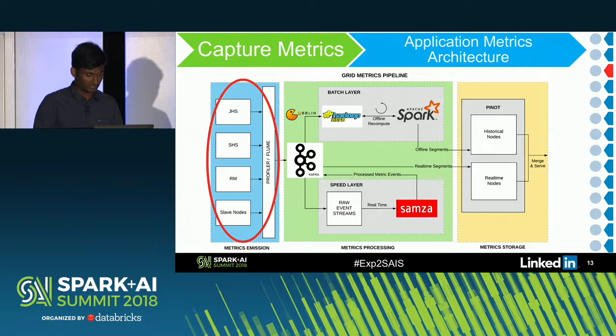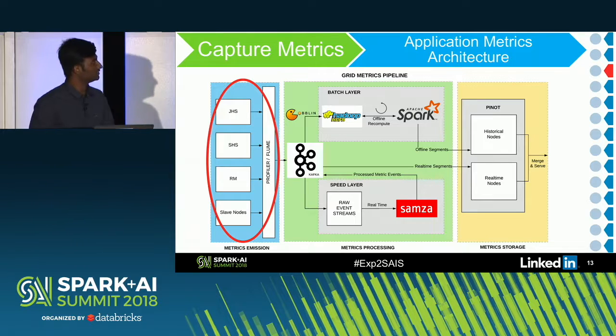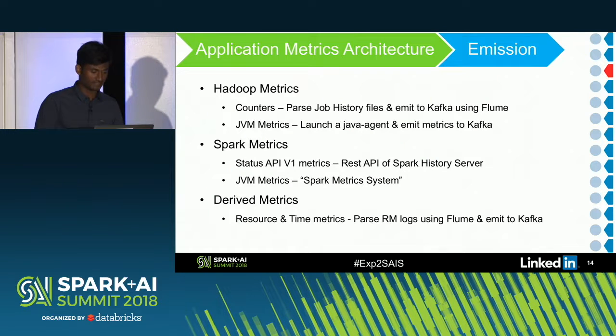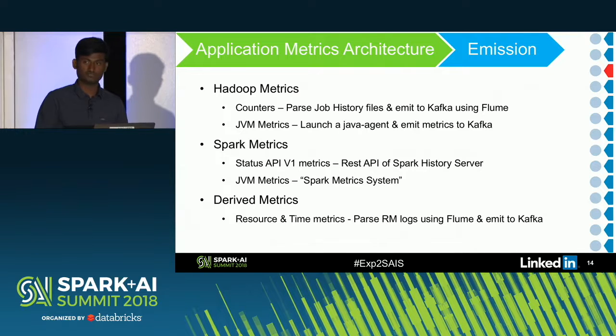So the first one, the metrics emission. We collect metrics from different sources like the job history server, Spark history server, resource manager, and slave nodes, and they are then emitted to Kafka. The kind of metrics we collect are, in case of Hadoop, all of the standard and custom counters. We do that by parsing the job history files in HDFS using Flume and emitting them to Kafka. We also collect JVM metrics by running a profiler or a Java agent with all the slave containers, and then emit those metrics to Kafka.